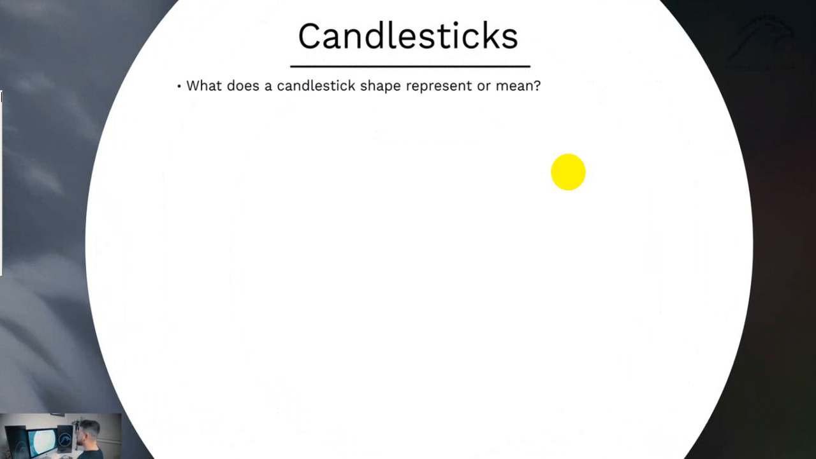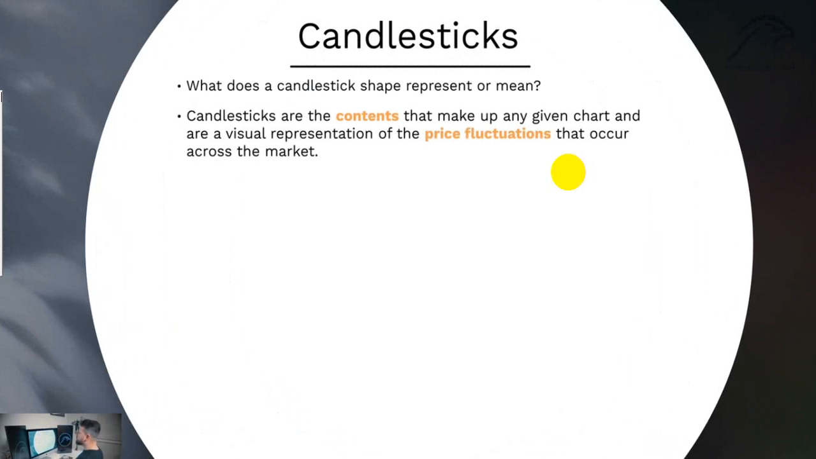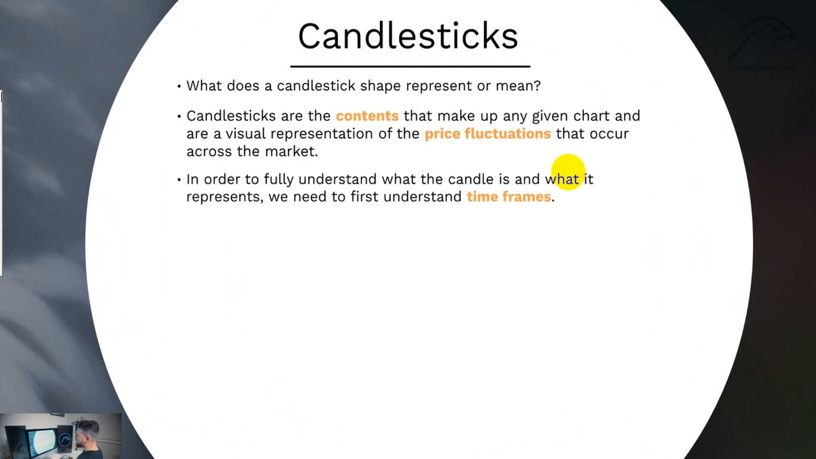So what does a candlestick shape represent or mean? Candlesticks are the contents that make up any given chart, and they're a visual representation of the price fluctuations that occur across the market. In order to fully understand what a candle is and what it represents, we first need to understand the time frames.